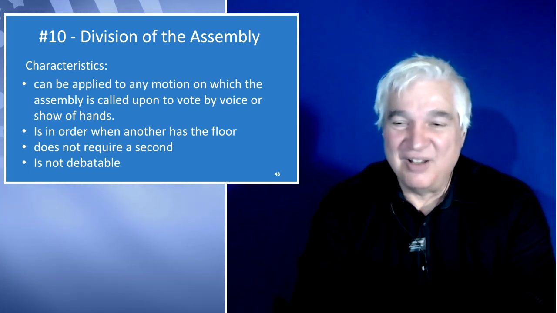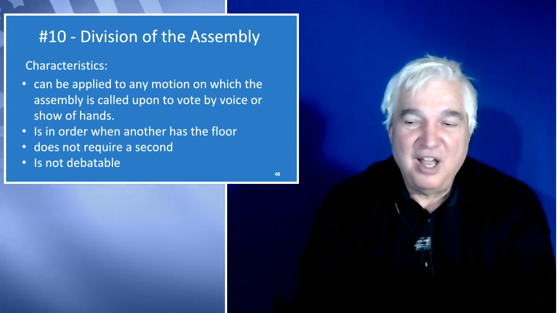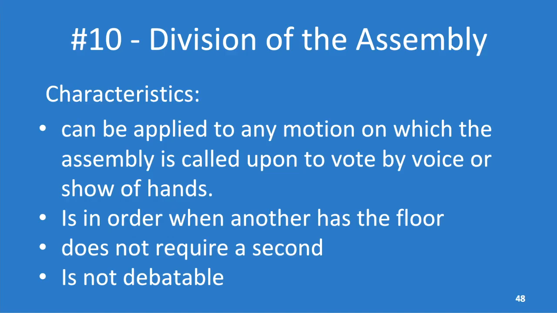So the characteristics of division of the assembly: it can be applied to any motion on which the assembly is called upon to vote by voice or show of hands. It is in order when another has the floor, does not require a second, and is not debatable. So this is one of those that you can call upon yourself. So if you didn't think the chair made the correct call on a voice vote, you can call for a division.